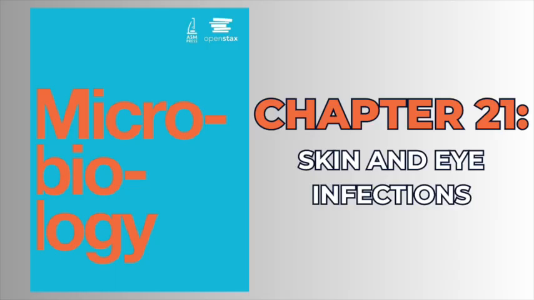Chapter outline. 21.1 Anatomy and normal microbiota of the skin and eyes. 21.2 Bacterial infections of the skin and eyes. 21.3 Viral infections of the skin and eyes. 21.4 Mycoses of the skin. 21.5 Protozoan and helminthic infections of the skin and eyes.